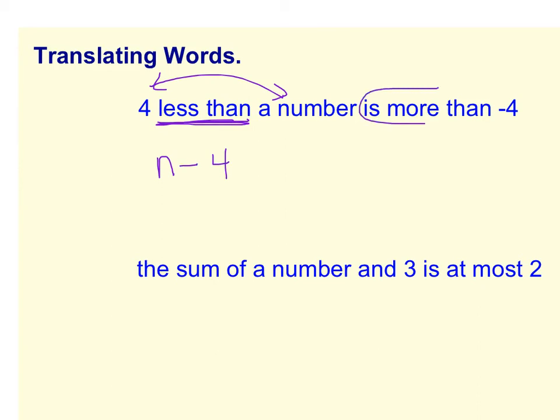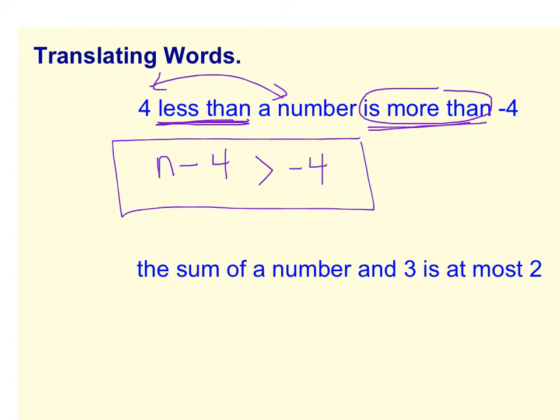Now is more than, so that's more of a straightforward, is more than is going to be greater than. And if you're not sure which inequality this should be, just go ahead and look back at that chart at the beginning of your notes, and then -4. So we translate it into that statement.